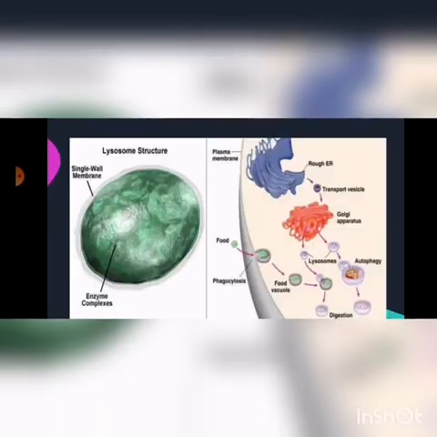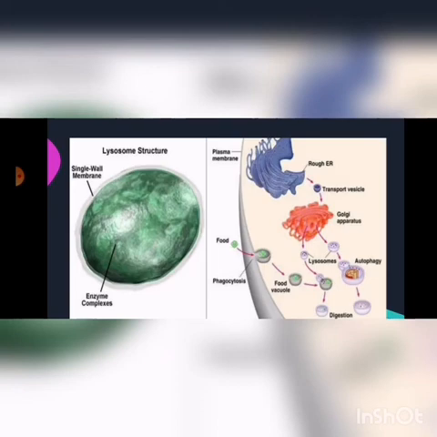Okay. Next we study about lysosome. It is a membrane-bound structure that holds a variety of enzymes, rich in all types of hydrolytic enzymes which are active at acidic pH level. It is involved in the digestion of carbohydrate, protein, lipid and nucleic acid.